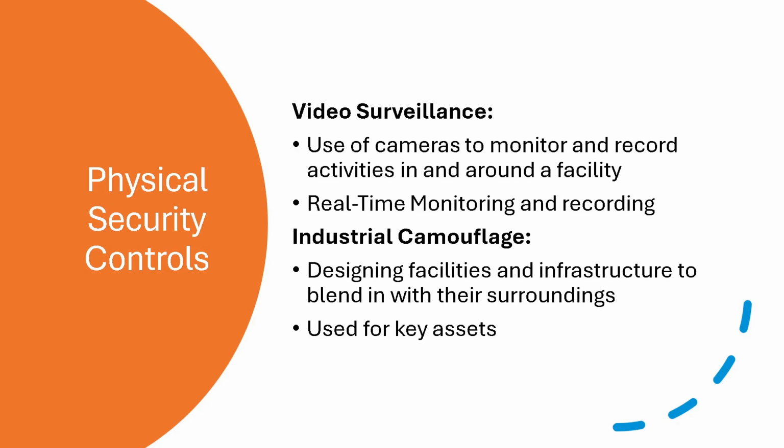Industrial camouflage. Industrial camouflage involves designing facilities and infrastructure to blend in with the surroundings, making them less noticeable to potential threats. We often use industrial camouflage for key assets.